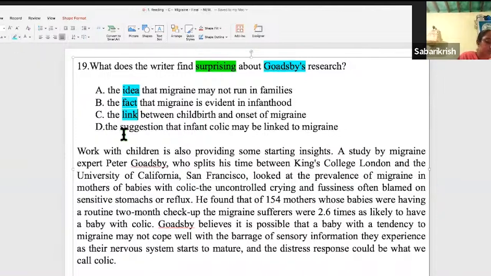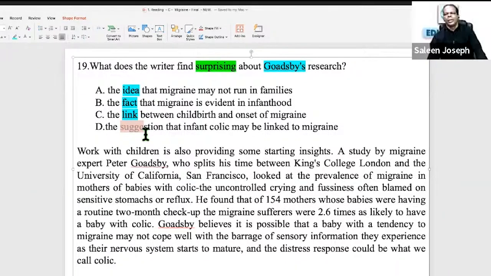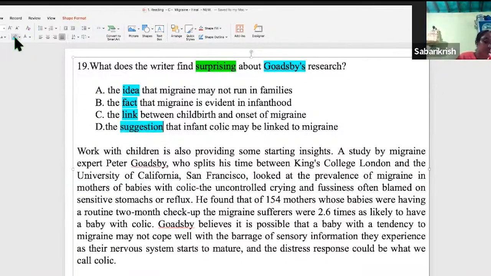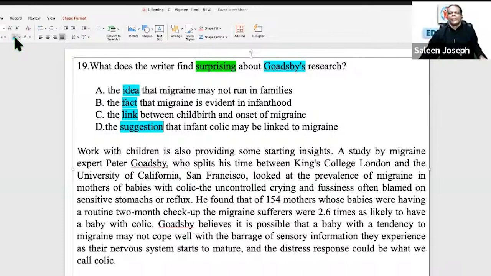Then the suggestion that infant colic may be linked to migraine. Surprising. Gottschalk's research. When you say emotion, can you just guess what will be the answer? Because it is speaking about somebody's research, somebody's opinion, somebody is surprised. I am surprised at our chief admin's dedication. Okay, Anjali's dedication. Then Shanmuga may say, oh, what dedication?